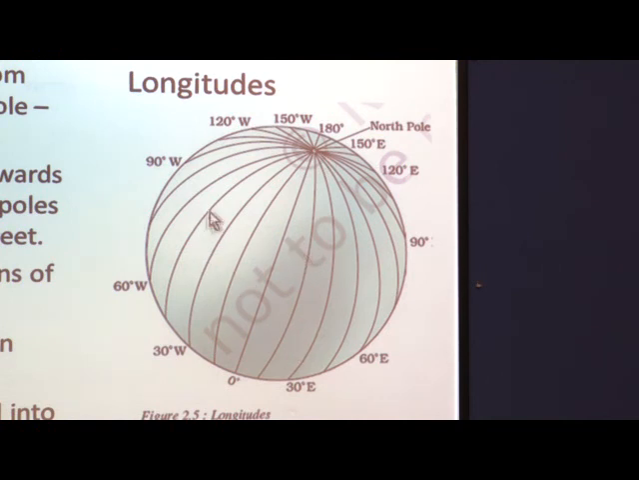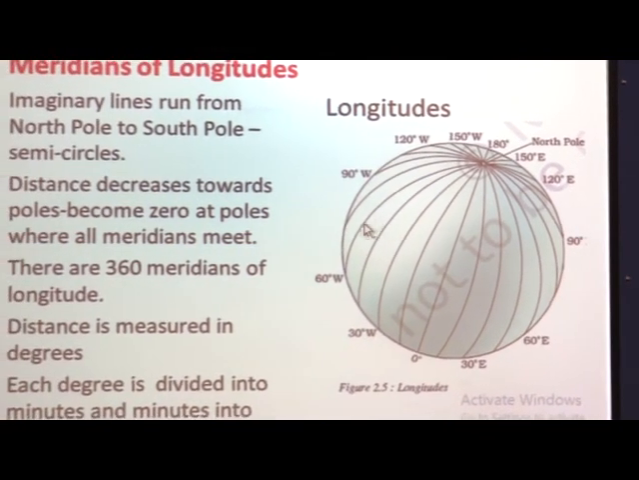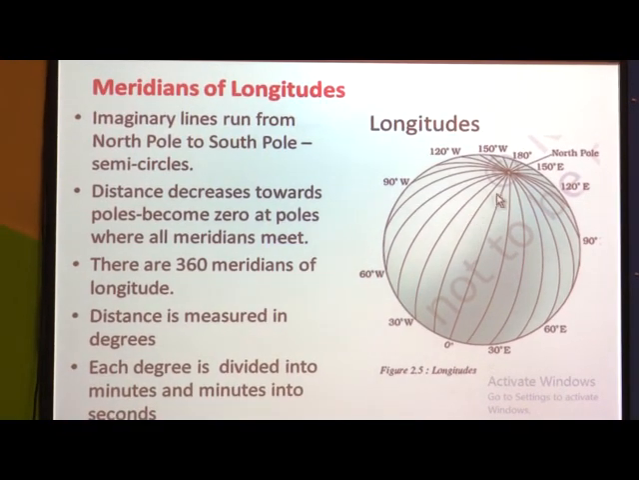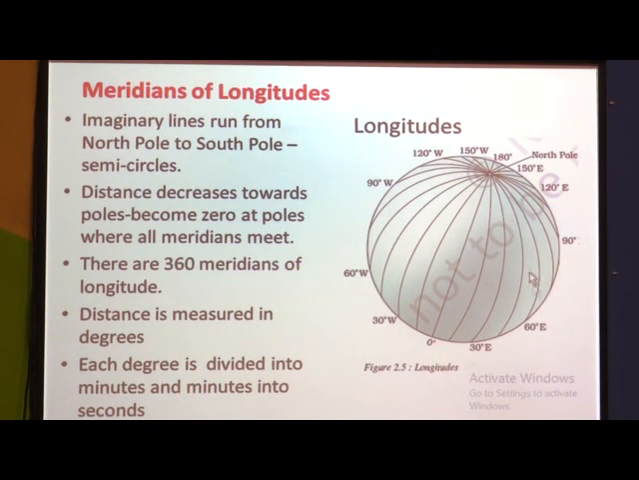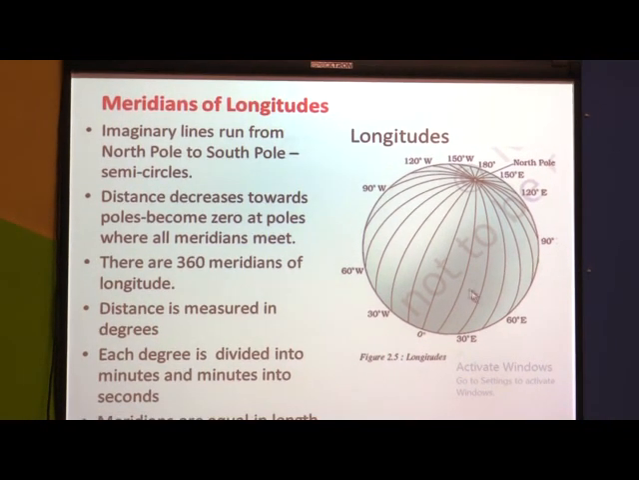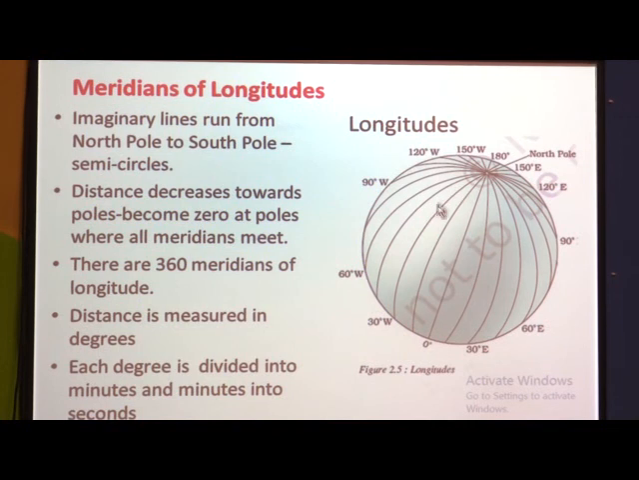Now total, how many meridians are there children? There are total 360 meridians. How many meridians? There are total 360 meridians of longitude. This you can count. So there are 360 meridians.